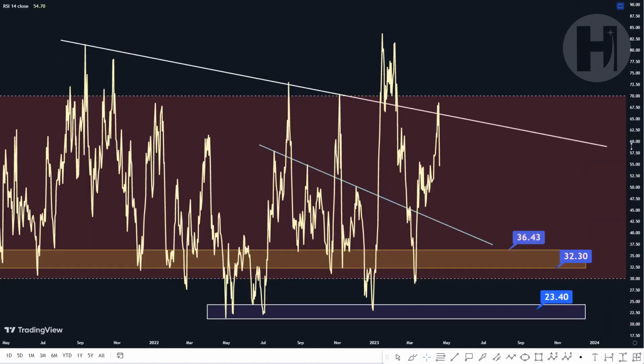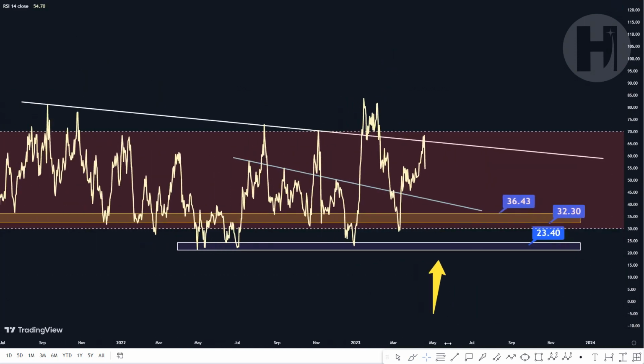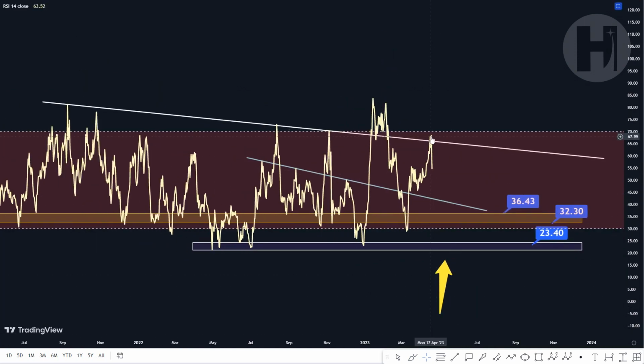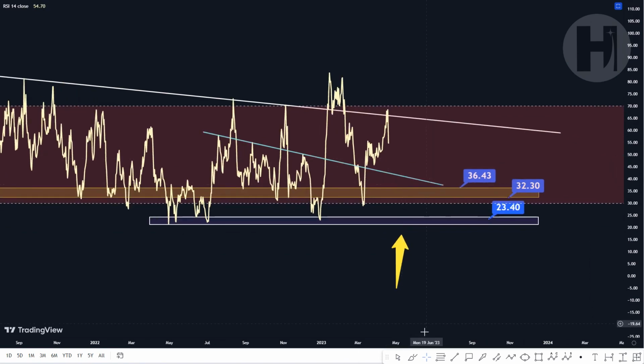Taking a look at the daily RSI, as you can see, we're running into the white trend line once again. So if you did buy from this golden support block, you could have taken profits at the white trend line, and now you could be waiting for another pullback. Now the next pullback could have a move all the way down here towards the light blue trend line.